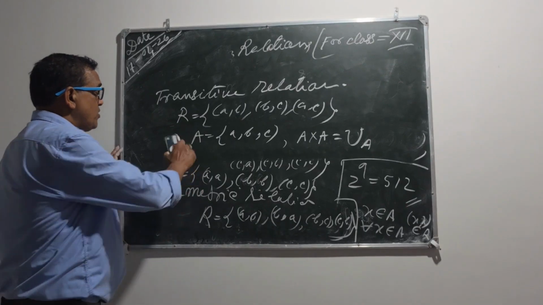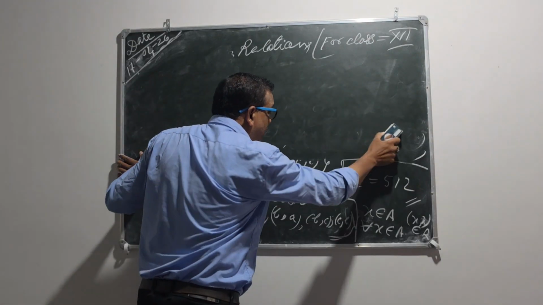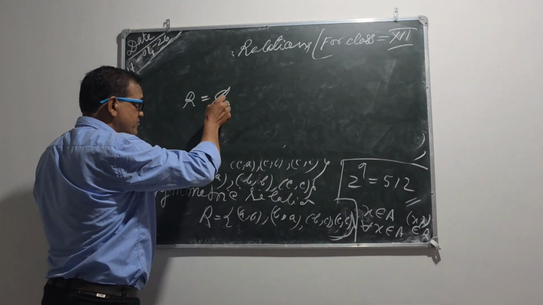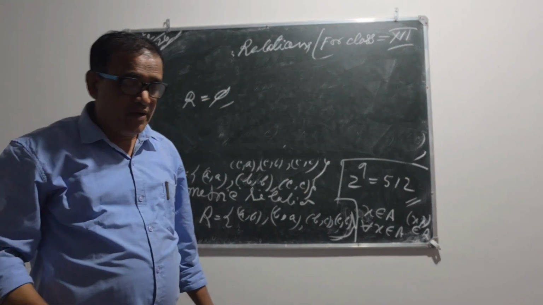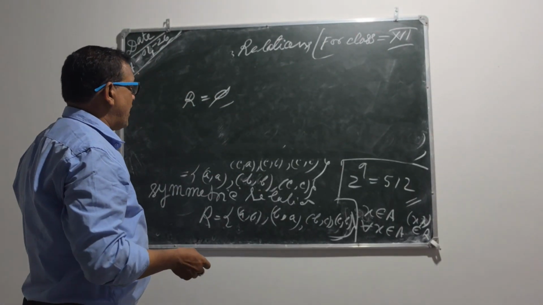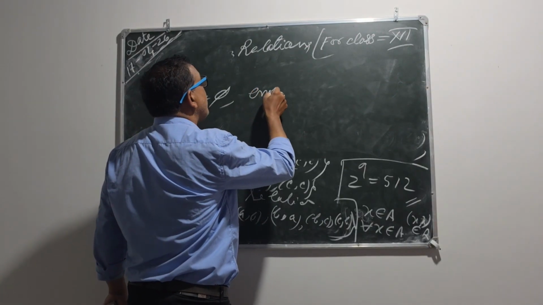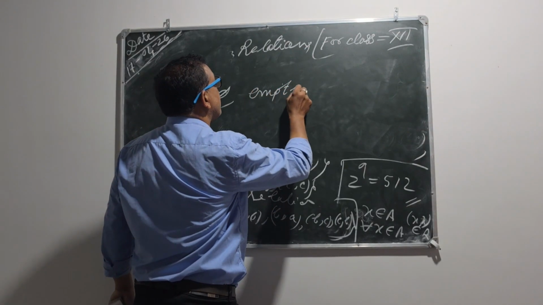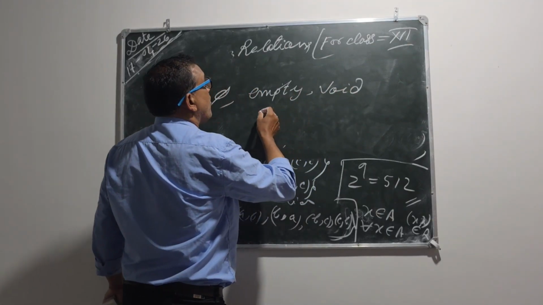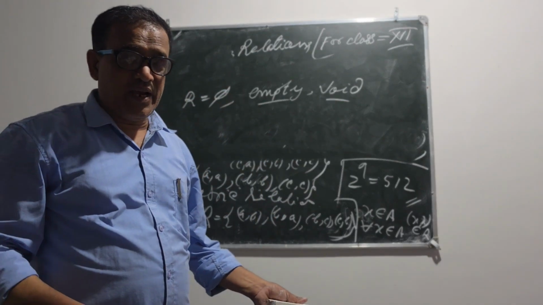an equivalence relation. So let us say what is called a null relation. What is called an empty or null relation? If R equals the empty set, then it will be an empty relation, or null relation, or void relation. Empty or void relation if R equals the empty set. So that is also a relation.